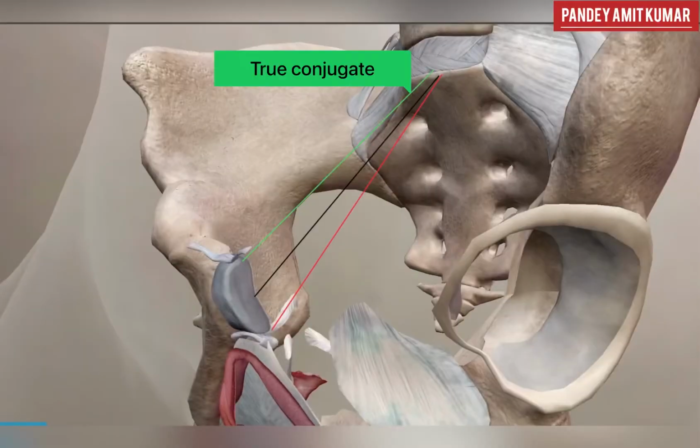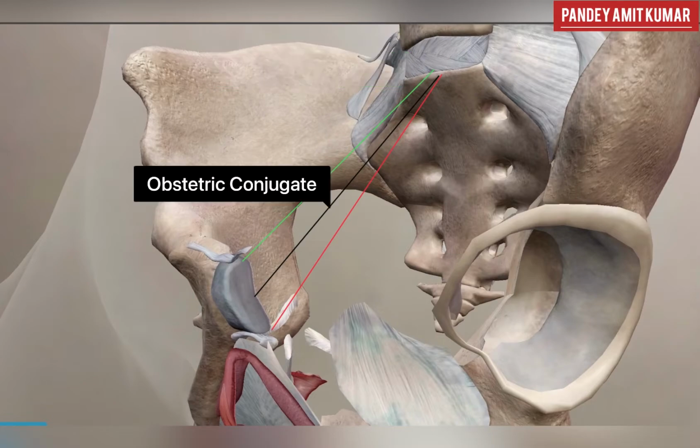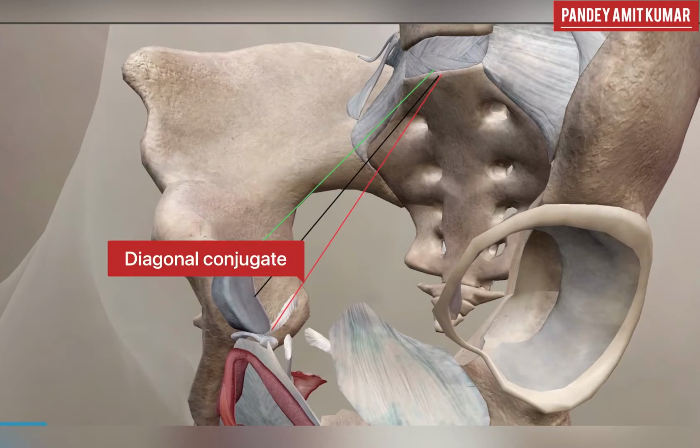So, the first one is true conjugate, which is from upper border of pubic symphysis to sacral promontory. It is around 11 cm. The next is obstructed conjugate. It is from midpoint of pubic symphysis to sacral promontory. It is around 10 to 10.5 cm. The next is diagonal conjugate. This is from lower border of pubic symphysis to sacral promontory and it is around 12 cm. So here we have the upper, the middle and the inferior border of the pubic symphysis, and then we have to connect to the sacral promontory.